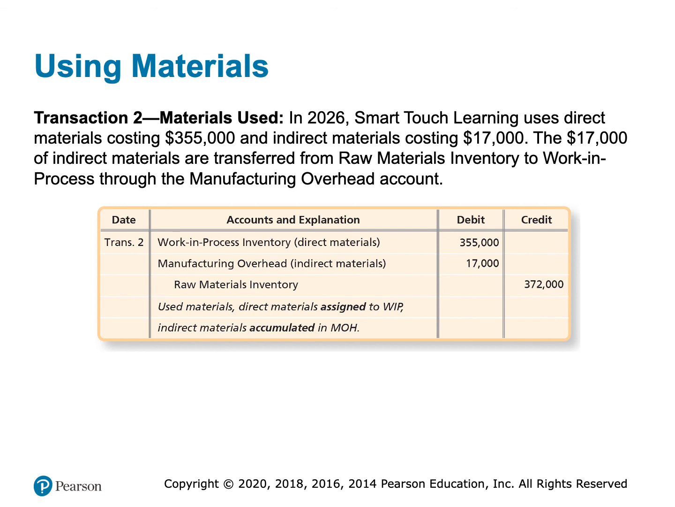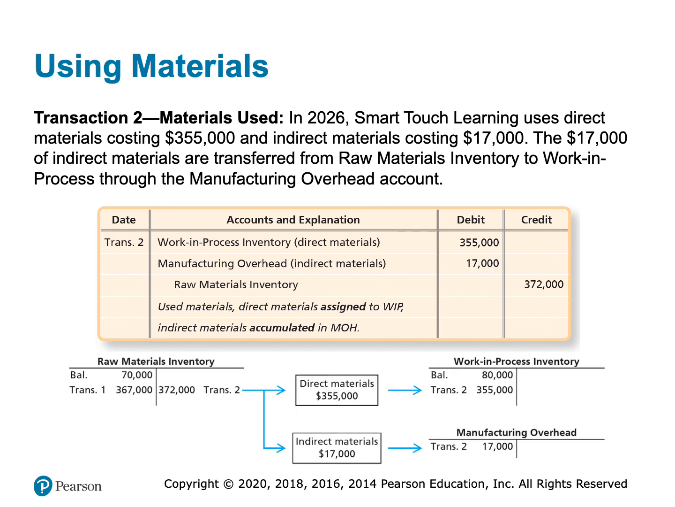Now, before we go any further, you want to go ahead and post this entry. You already have your work in process T account drawn, so put the 355 on the debit side. You probably don't have an overhead T account drawn yet, but go ahead and draw one and make these fairly big, because we're going to use all these a lot. Debit it for 17,000, and then go to your raw materials inventory T account and credit it for 372. After you've done that, you should see your T accounts look something like this.